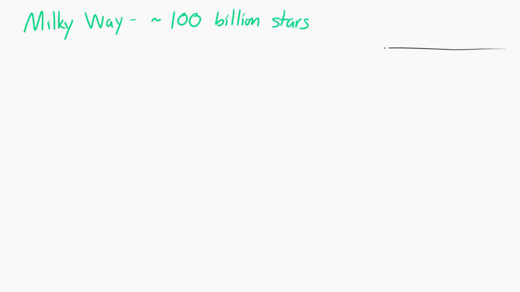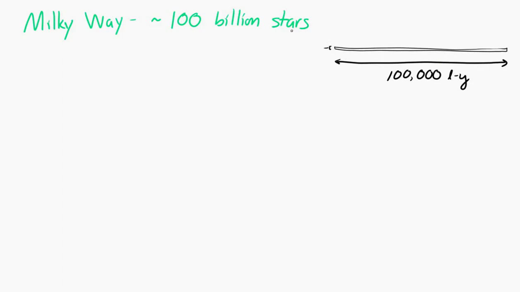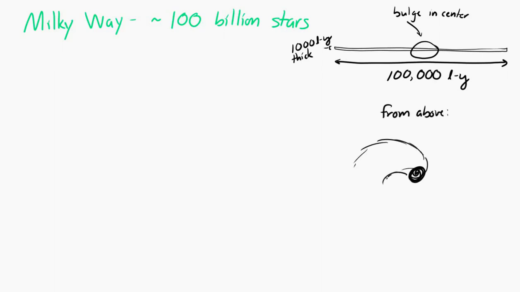The Milky Way contains about 100 billion stars. We cannot see all of them from the Earth, but studies have shown that the Milky Way contains about 100 billion stars. It's shaped like a big disk that's 100,000 light years across and about 1,000 light years thick. And then it's got a bulge towards the center. So it looks a little bit like this. It also has spiral arms. The Milky Way is what's called a spiral galaxy.